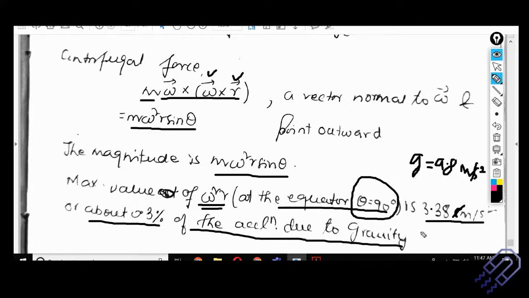But this value is 0.3% of the acceleration due to gravity, a very small fraction of the acceleration due to gravity. So you know that the acceleration due to gravity at every part of the Earth's surface won't be the same, and this can be estimated from this idea of centrifugal acceleration or centrifugal force. That's it.